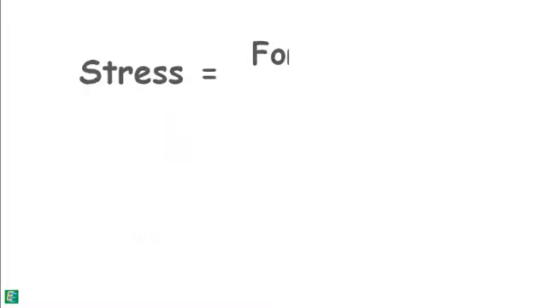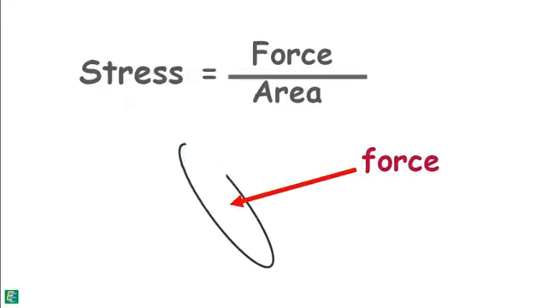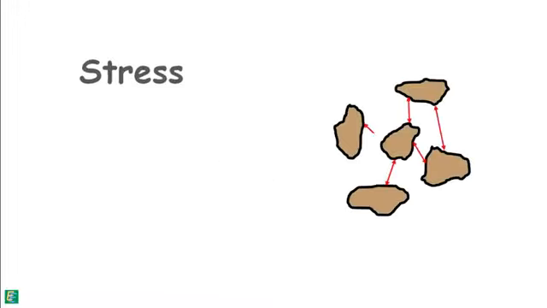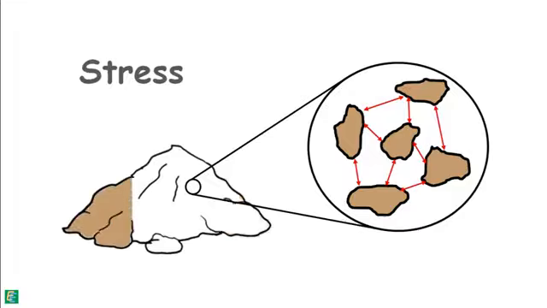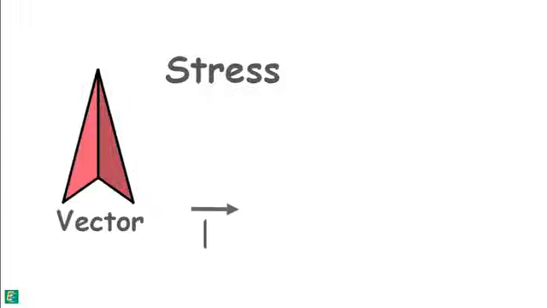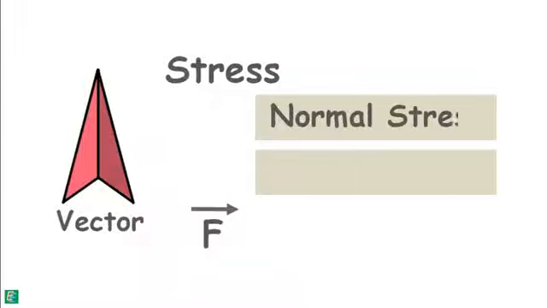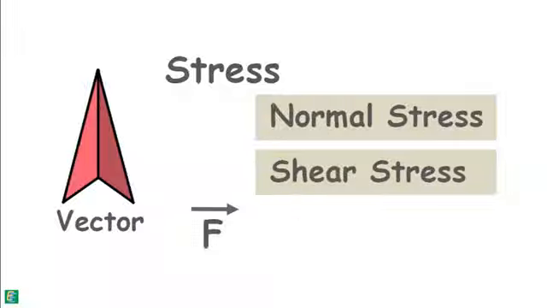Stress is defined as the force divided by the area over which it applies. It expresses the internal forces that particles of a material exert on each other. The stress is a vector quantity, just like the force. So, we can decompose it into normal stress and shear stress.